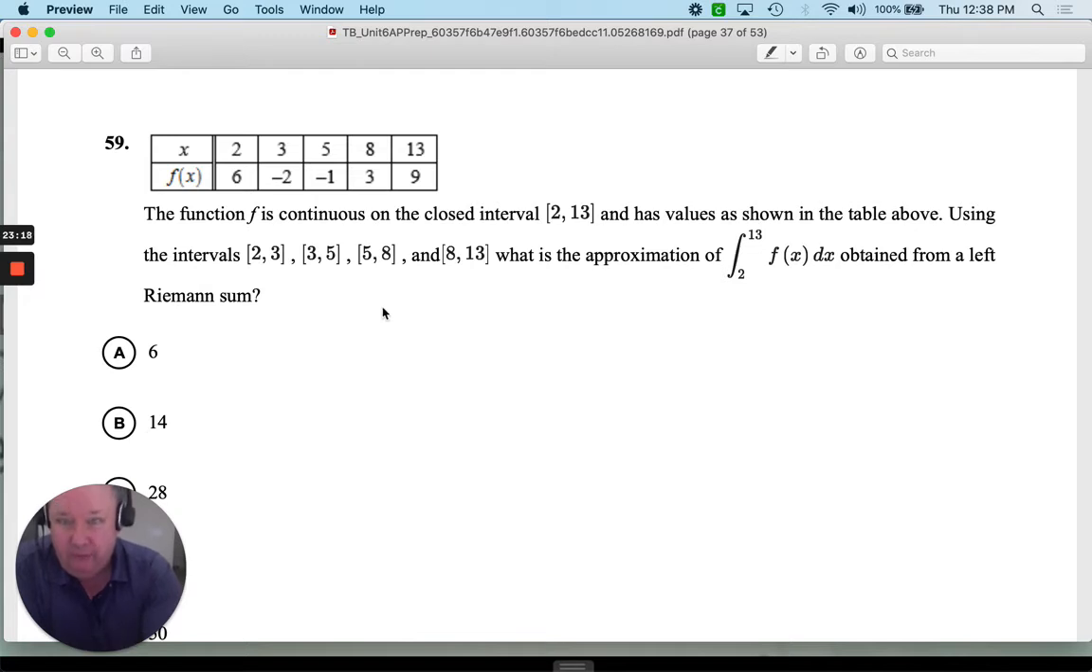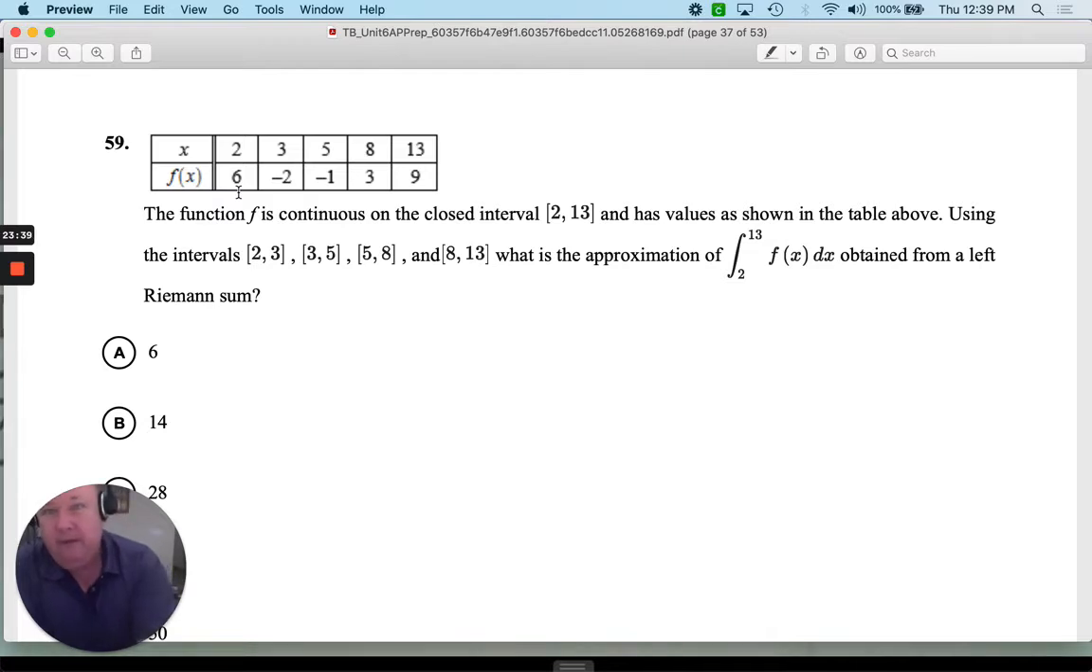Using the intervals here, what is the approximation obtained from a left Riemann sum? That's rectangles. So the first interval goes from 2 to 3, so the width is 1. And then for a left Riemann sum, you take the height at 2. So the height is 6 using a left Riemann sum.